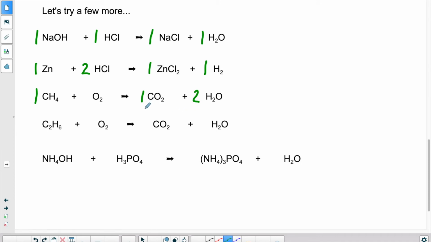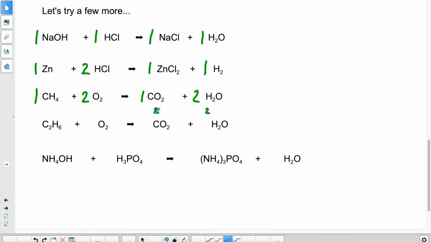Now you have to take a look at all of them. On this side I have 1 times 2, so I have 2 oxygens. And 2 times 1, I have another 2 oxygens. So in total, I have 4 oxygens. I need 4 on the other side. What am I going to put in front if I already have 2 as a subscript? Well, 2 times 2 will give me 4.